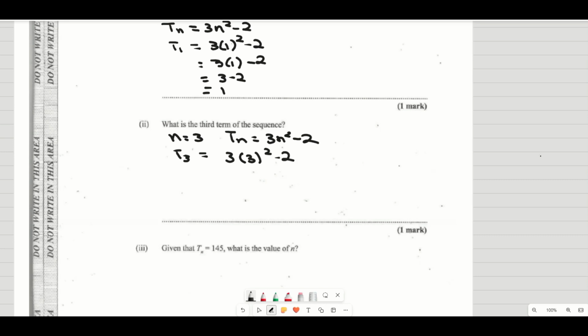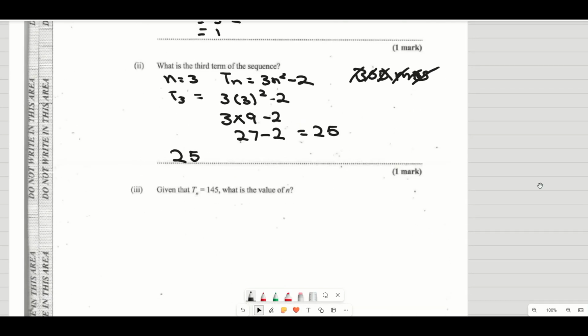So we always follow BODMAS, which means we have to do brackets first. That's 3 multiplied by 3 squared, which is 3 3s are 9, minus 2. If we're following BODMAS, we did brackets and the power first. There's no division, there is a multiplication, so we're doing multiplication first. 9 3s are 27. 27 minus 2 is equal to 25. There's no addition, so we did the subtraction last. So your third term is equal to 25.